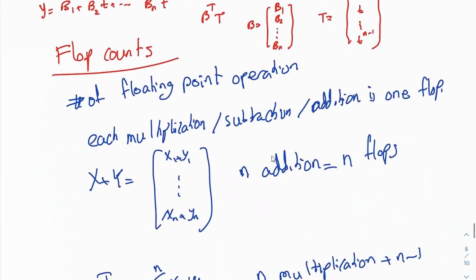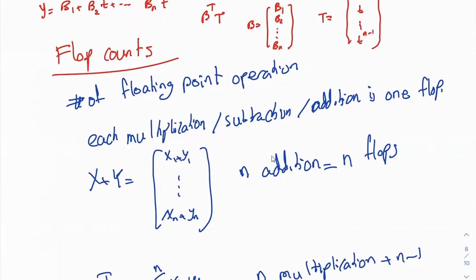Let's talk about the flop counts. It's a very important concept that determines the complexity of your algorithm, right? The number of operations, floating point operations, because that's what is done inside the computer. It's a rough estimate, not exact, of the number of operations, given by flop counts. So it's important to have an idea how to calculate the flop counts for your algorithm.